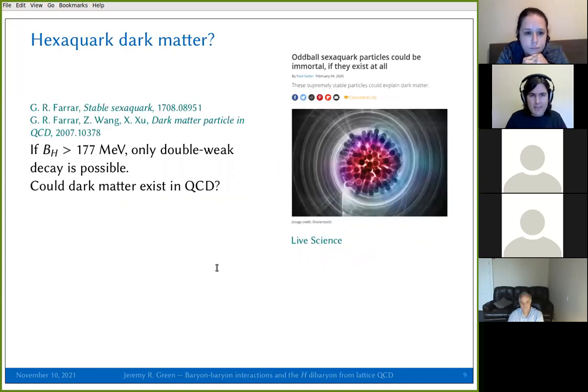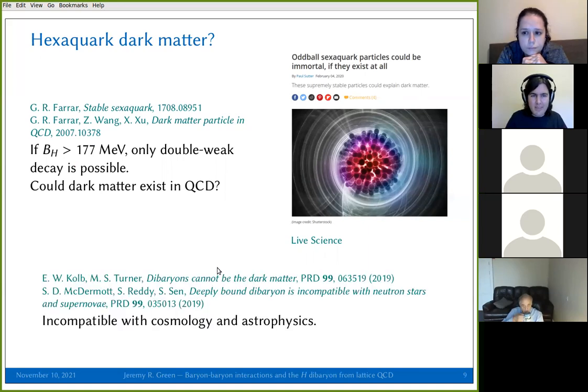And it's been suggested that in a different scenario where the H-dibaryon is very deeply bound, where it's either a stable particle or, because it only has double weak decay, it's almost stable, that it could even be dark matter. This is sort of the idea that you don't need to extend the standard model. Maybe dark matter already exists. So this idea was raised and it got some attention in the media. Now, some papers in response to this said that this idea doesn't work from the perspective of cosmology and astrophysics.